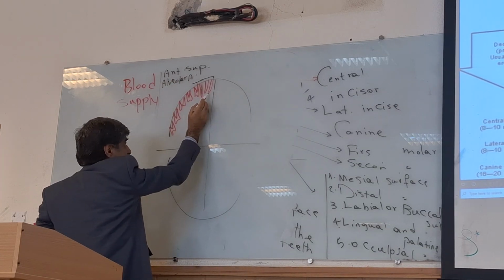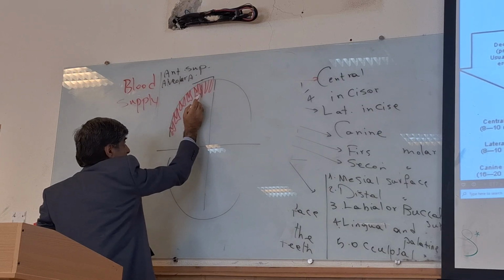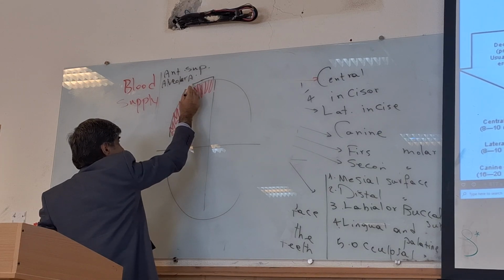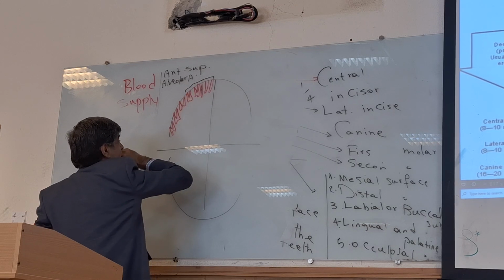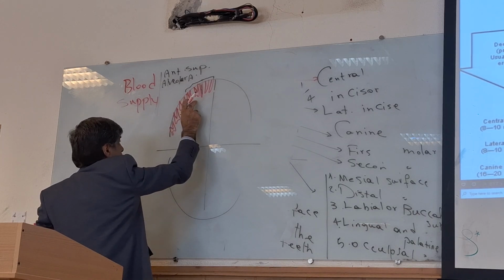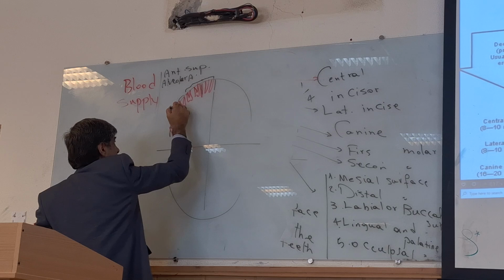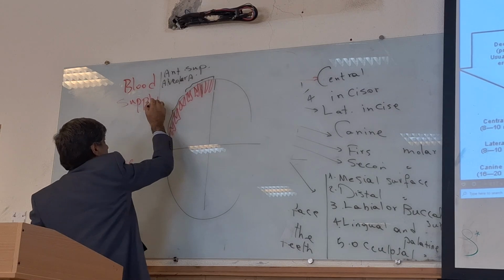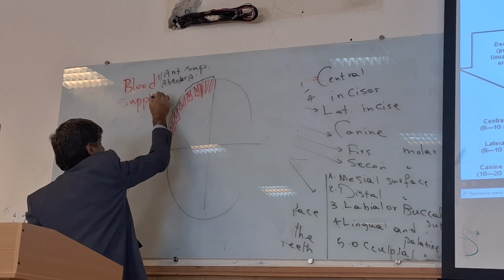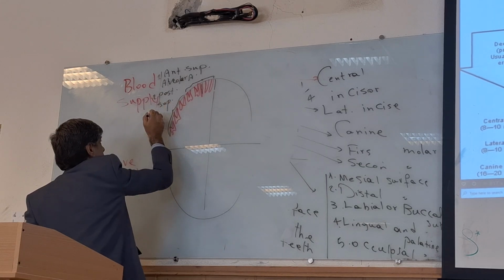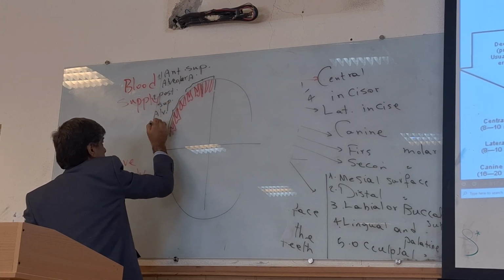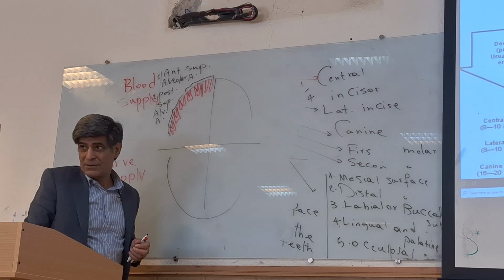This is the central, this is a lateral, this is a canine, and sometimes molar. And the molar nerve is supplied by the posterior superior alveolar artery. Okay.